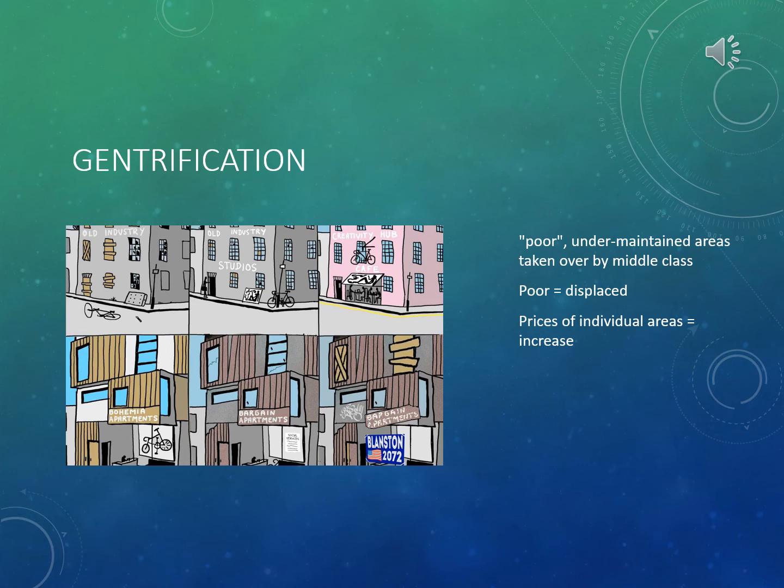Sometimes, after long periods of time where that inner city has devolved into whatever it is, you get this process of gentrification, where poor, under-maintained areas are taken over and refurbished by the middle class. In this case, the poor, often people of color, are displaced, and the prices of these individual areas increase, meaning property value goes up, and individuals who are poor can't afford to live there anymore.